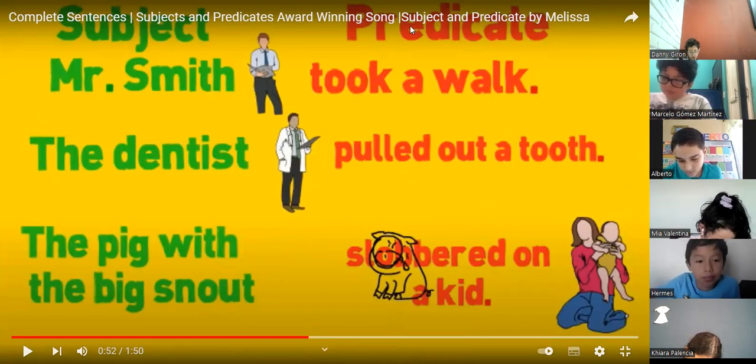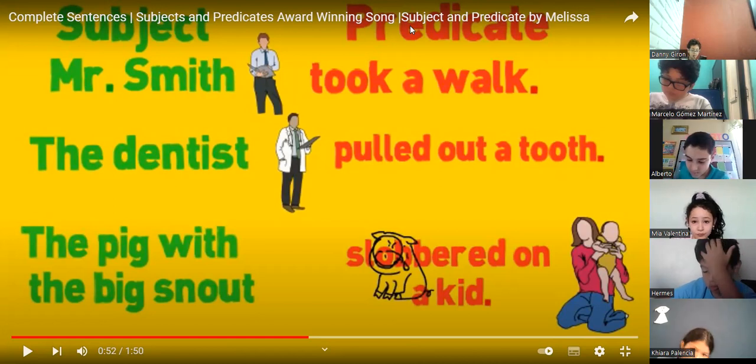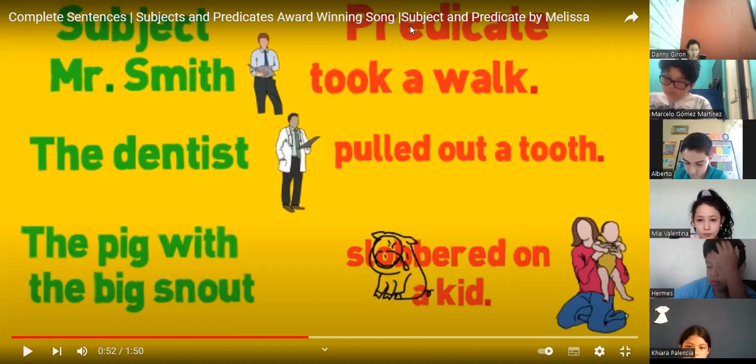Now, what is the simple predicate, class? Today, we're going to learn what a simple predicate is. Simple subject was last week. Remember, the simple subject is the most important word in the subject. Mr. Smith, what is the most important word in the subject, class? Smith, right? We're talking about the boy. So Smith is the most important word. It's the simple subject. Now, the predicate. What is the simple predicate?